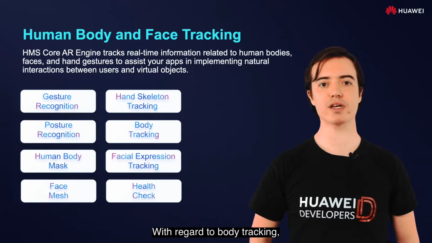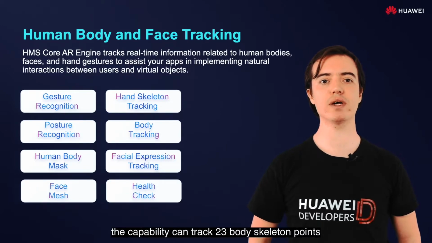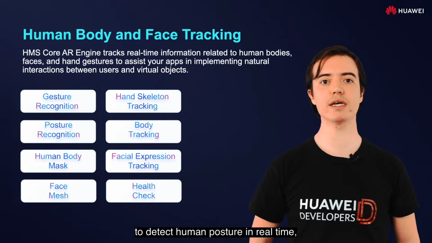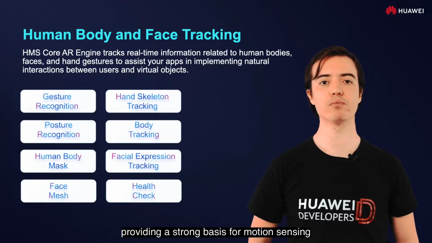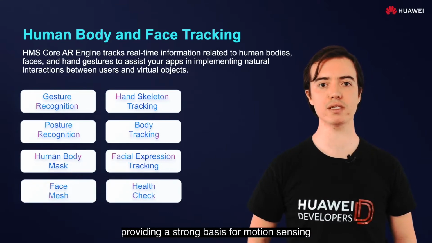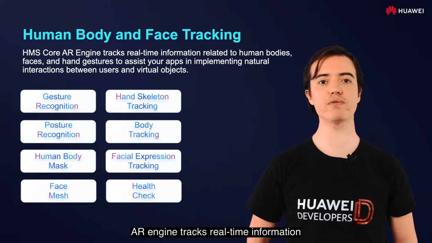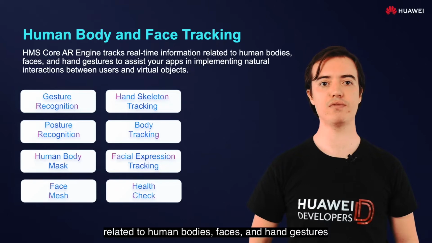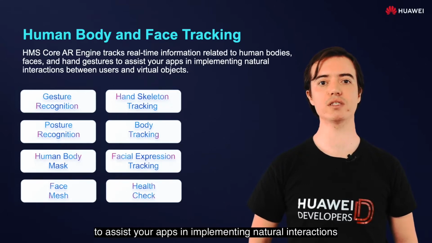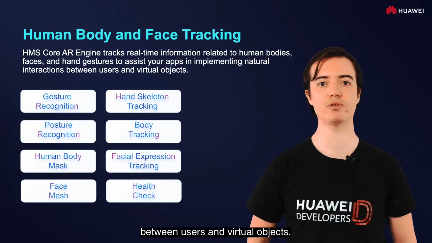With regard to body tracking, the capability can track 23 body skeleton points to detect human posture in real time, providing a strong basis for motion sensing and fitness and health apps. AR Engine tracks real-time information related to human bodies, faces, and hand gestures to assist your apps in implementing natural interactions between users and virtual objects.